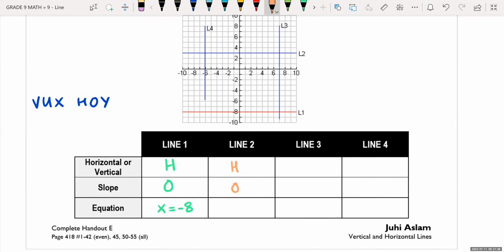Yep, 3, but don't forget, you need to write either an X or a Y. So what are we going to put in front of it? Thanks, Julia. It's going to be X is equal to 3. Excellent. All right, let's keep going.